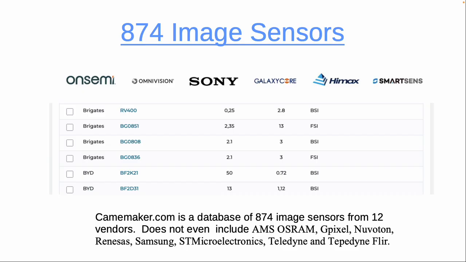Then we get to the image sensors. There's a website that lists 874 image sensors. Actually, I checked it, and it has very nice search options. I checked it about 6 months ago, and it also had 874 image sensors. So that tells me that it's just not being updated, which is kind of sad. And of course, it doesn't even list all of the image sensors. Some of the not listed ones are at the bottom of the page.